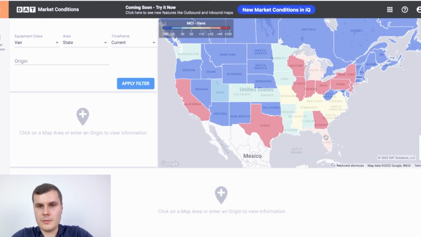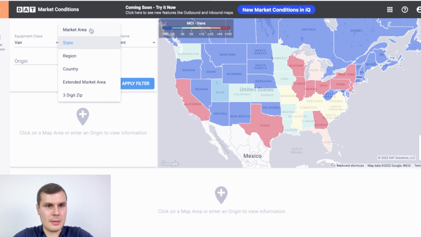Let's see if it loads. There you go. So we can see in red, hot states with the highest load to truck ratio for dry van. In blue, colder, those have the lowest load to truck ratio. So this gives us a pretty good indication. If my truck is in Georgia and I want to go to a cold state like Nebraska, they're going to be paying me a very high rate. And on the contrary, if I'm going from a cold state to a hot state, from Nebraska to Georgia, I can expect a rate that's below the general market average. So you can play around with this. You can see by area, by market area.